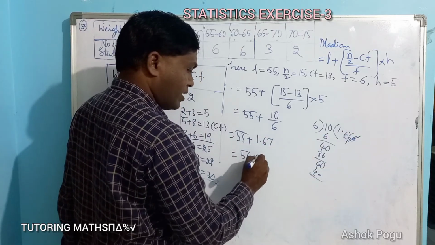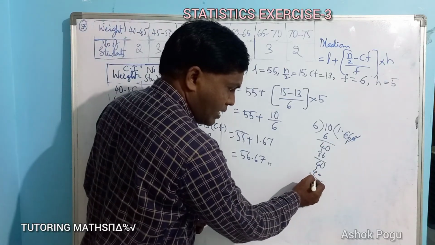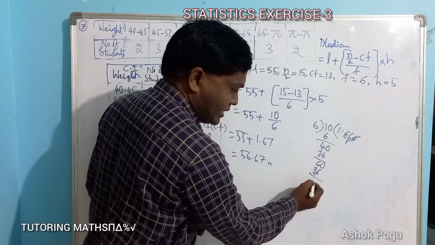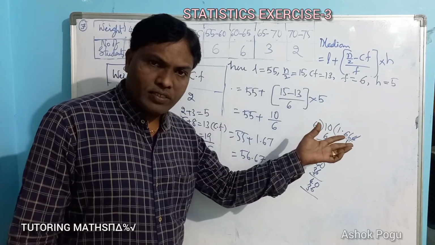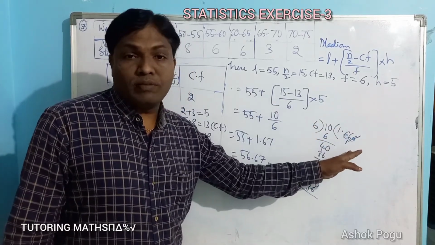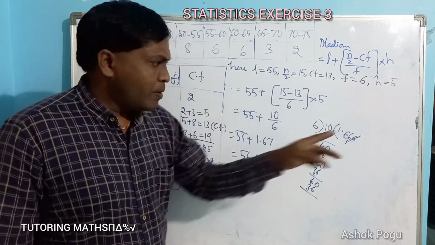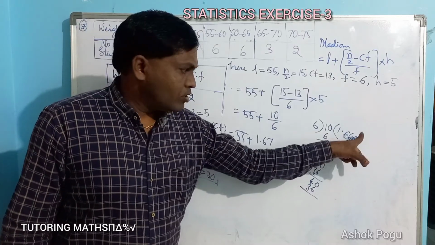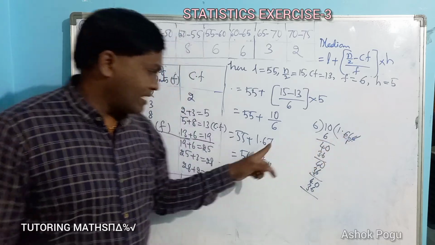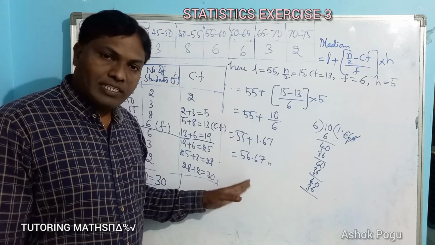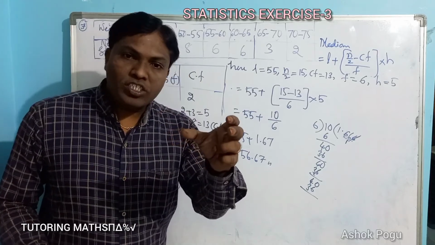Now it is 56.67. Here you have 40, 36, and again 6 sixes are 36, 4. So you get 1.6666 like that. So it is a non-terminating decimal, and the continuation will give you 666. We should take only 3 decimal places. You get 1.666. The third decimal place 6 is greater than 5, so we add 1 to its preceding digit. You get 1.67, and finally we have this result. 56.67 kgs is the median weight of the students.